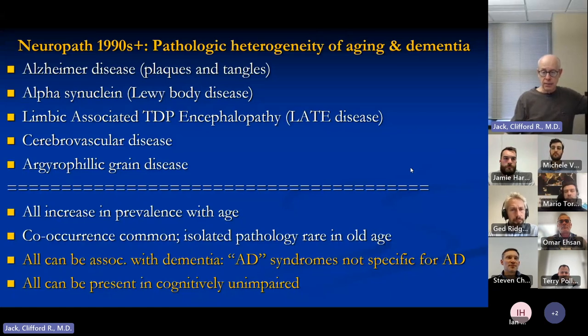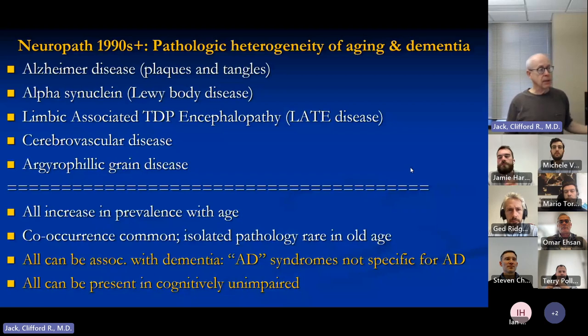And all of these increase in prevalence with age, co-occurrence is the rule, not the exception. And all of these neuropathologies can be associated with dementia, uncommonly in isolation, much more commonly together. So the notion that anyone who clinically presents with a classic, quote-unquote, Alzheimer's disease phenotype has the disease, and that is the only cause for those symptoms, is fundamentally incorrect. But that notion has woven itself throughout the fabric of neurology practice for decades.